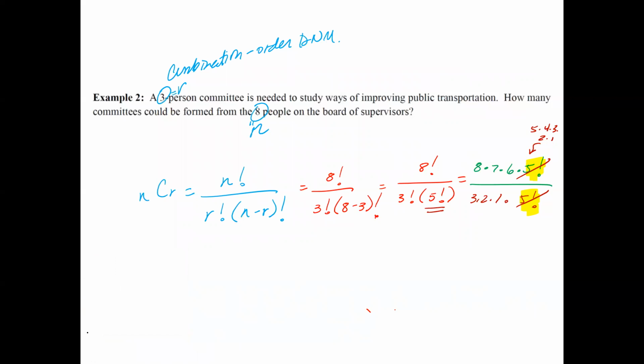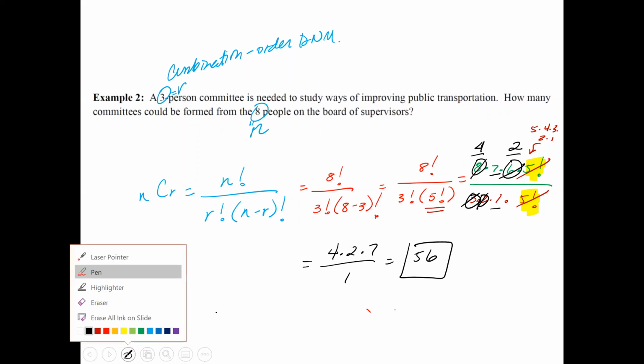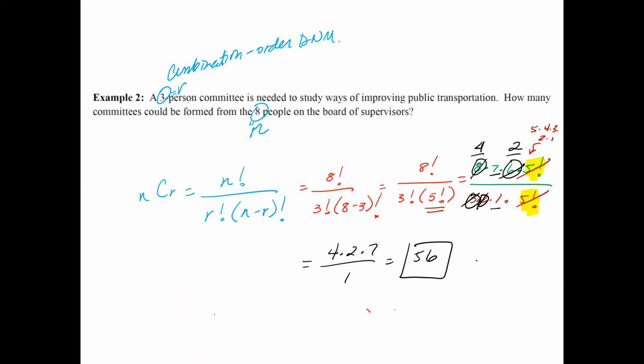Now I'm going to go ahead and reduce this a little bit further. 8 and 2. 8 divided by 2 is going to give me a 4. 3 and 6. 6 divided by 3 is going to give me a 2. So my answer is going to be 4 times 2 times 7. On the bottom, I only have a 1 left. So what is my answer? 56. So in this 3-person committee, there are 56 different ways of creating that committee.